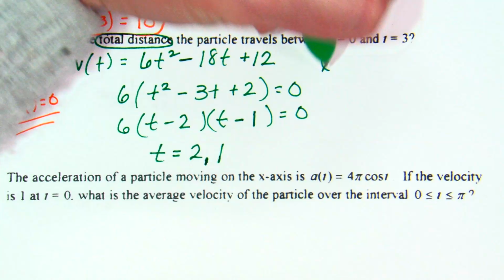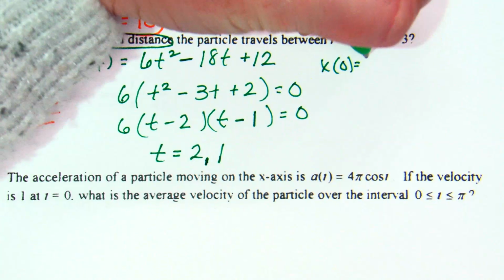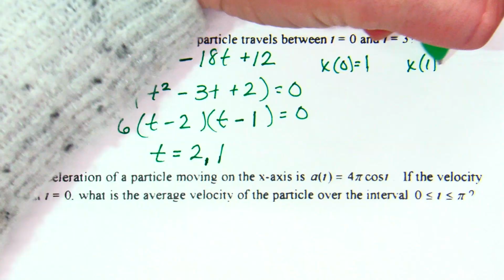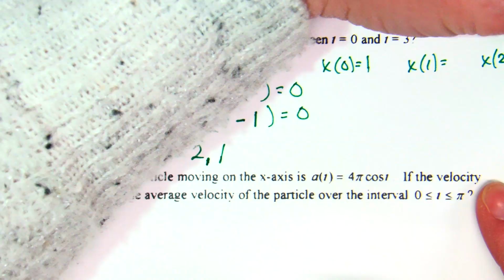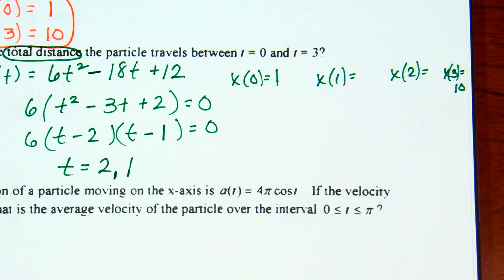So if I go over here and write these out, I already know x of 0 was 1. We found that out earlier. I'm also going to need to know x of 1, x of 2. I'm running out of room. And then x of 3 we already knew to be 10. I was trying to space those out so I could show the distance between them, but okay. And again, this is when the particle turns, or at least stops, right?